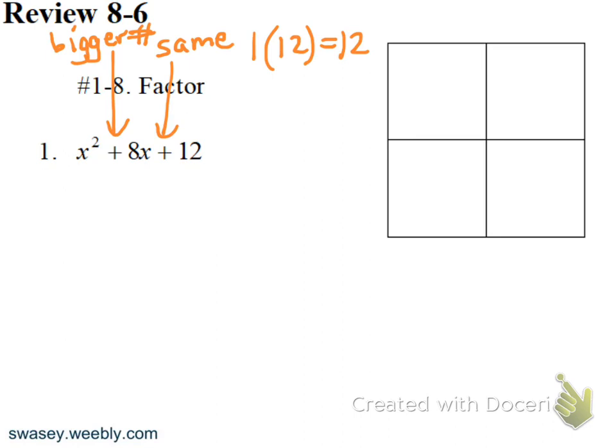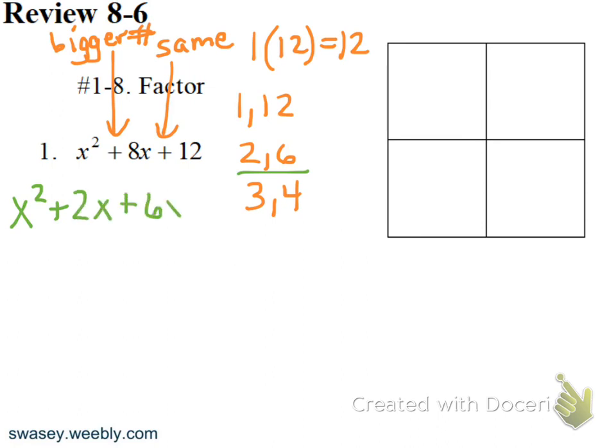So we want two numbers that multiply to get 12 that add to get 8. Ways to multiply and get 12: 1 and 12, 2 and 6, 3 and 4. So the pair that adds up to 8 is 2 and 6. If you do it the same as we did the last section, you're going to split the middle. And then we'll put them in the boxes: x squared plus 2x plus 6x plus 12, factor by grouping.